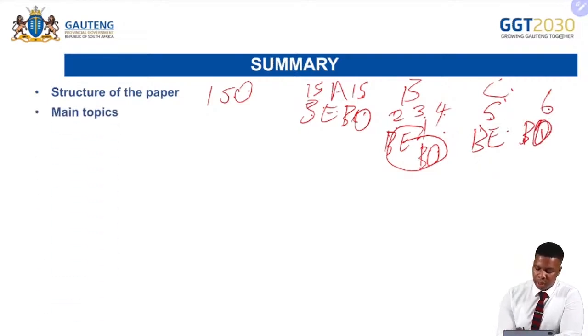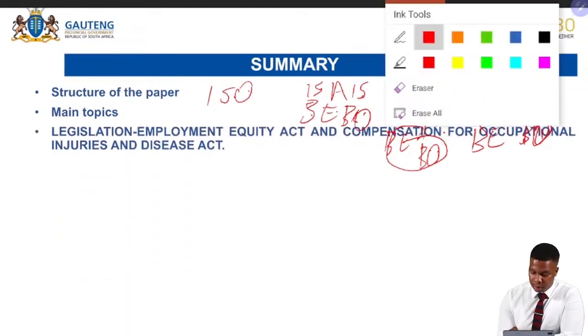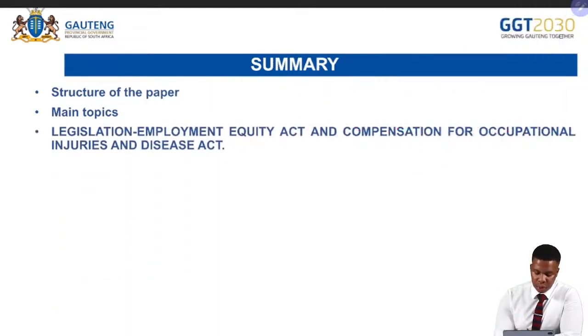Then we also have main topics. Remember, your business environment and business operations, those are your main topics. Then when we are looking into legislation, we looked into Employment Equity Act and Compensation for Occupational Injuries and Disease Act, hoping that would help you in your revision. So that was basically our lesson. We looked into Employment Equity Act, the purpose, the impact. We looked into compliance, penalties, and discriminatory action, and did the same for Compensation for Occupational Injuries and Disease Act. So we looked into the purpose, the impact, discriminatory actions, and also looked into ways to comply with that particular act and what can be the penalties if you fail.